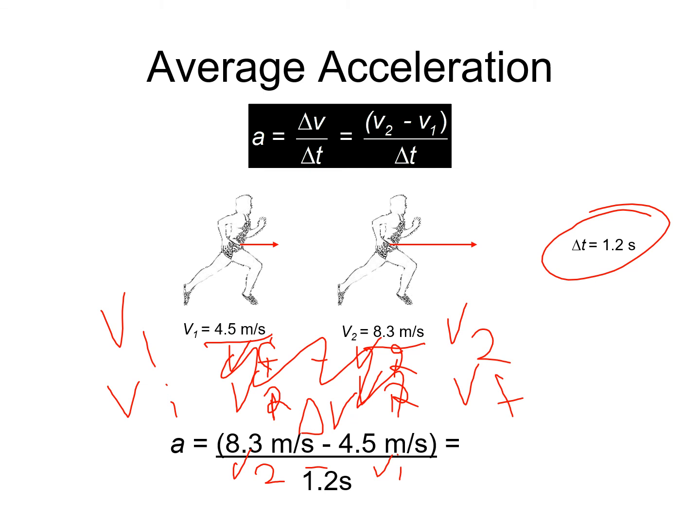Okay, so we took 8.3 minus 4.5 meters per second and divided that by 1.2 seconds. So our average acceleration was positive 3.17 meters per second squared. So we can assume their average acceleration, AVG for average acceleration, is positive. That means they sped up.